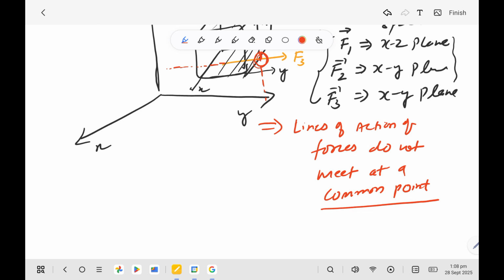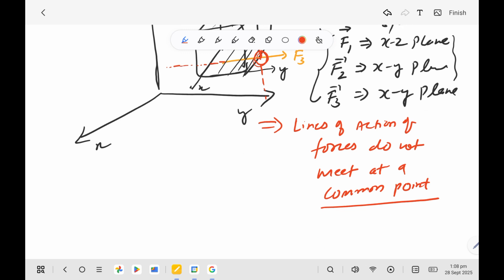Okay, so I hope I tried my best to explain the forces and the systems of forces acting on an object in 2D as well as in 3D space. Thank you. I will come with a new topic in the next class.